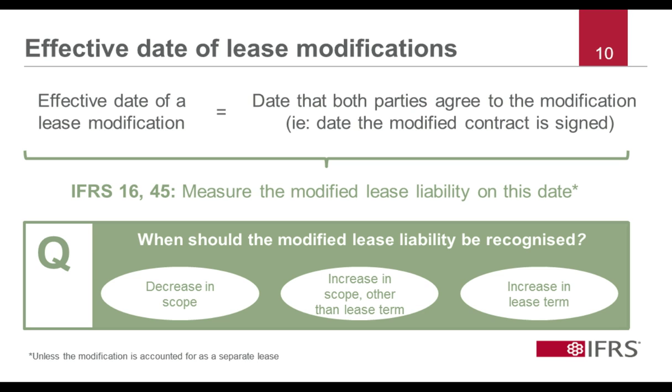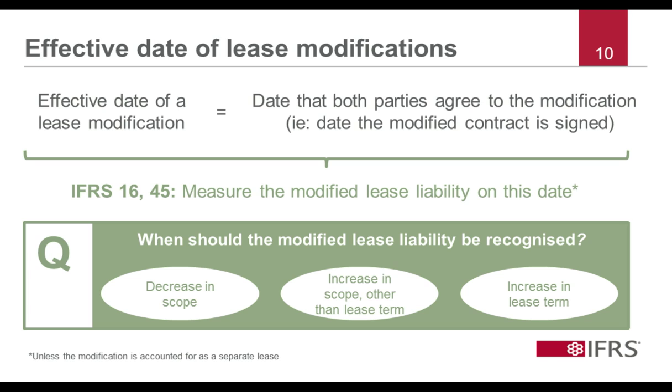The reason IFRS 16 requires this to be done at the effective date of the modification is because it is the facts and circumstances at that date that the lessee and lessor would have had in mind when negotiating the modified contract. The questions in this area essentially relate to when a lessee recognises the modified lease liability and the associated modification to the right-of-use asset.